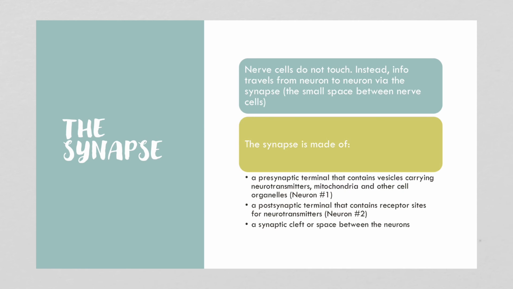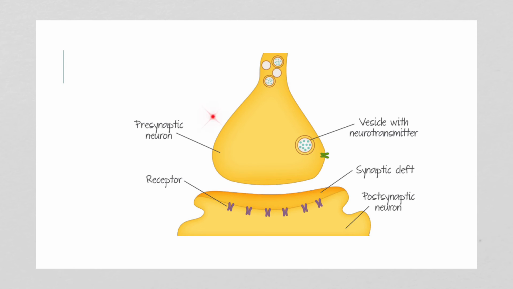So let's have a look at that. So here is our presynaptic neuron. This is our postsynaptic neuron. This is a vesicle with neurotransmitter. There are the receptors all along here. This is the cleft, the space in between.